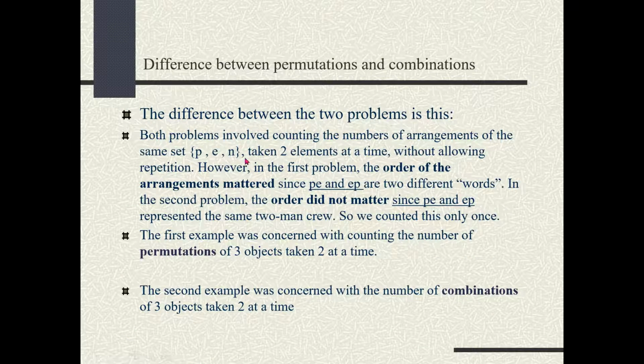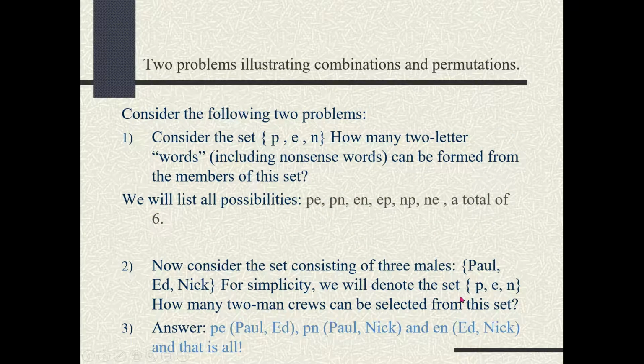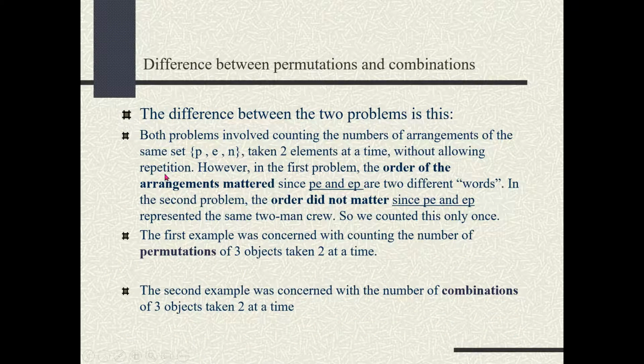Okay, so what was the difference? Although I have already explained, let me further strengthen your concept by reading what's written here. Both problems involve counting the number of arrangements of the set P, E, and N, taken 2 at a time. In both problems we had the same set P, E, and N, because even in the second problem I shortened Paul's name to the letter P, Ed to E, and Nick to N. So in both scenarios we had the same set.